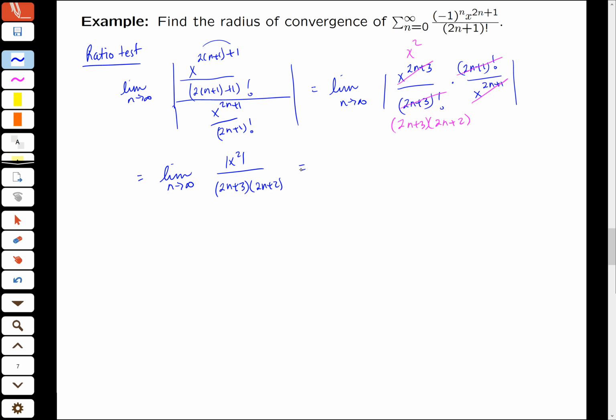No matter what x value you put in, what happens when you take that limit? 0, right? You're dividing by huge numbers. As n goes to infinity, your denominators are huge, so that limit has to be equal to 0. No matter what x value you plug in, that limit is equal to 0. So that means R is infinite. Any questions on that?